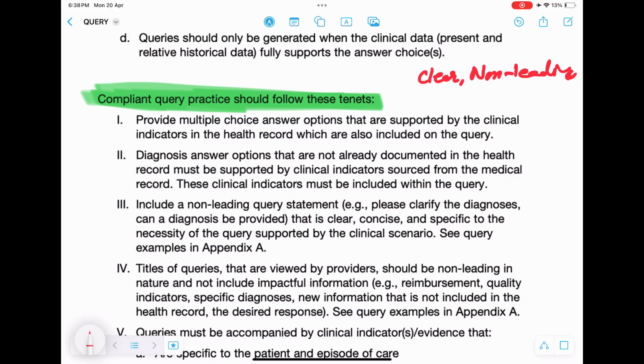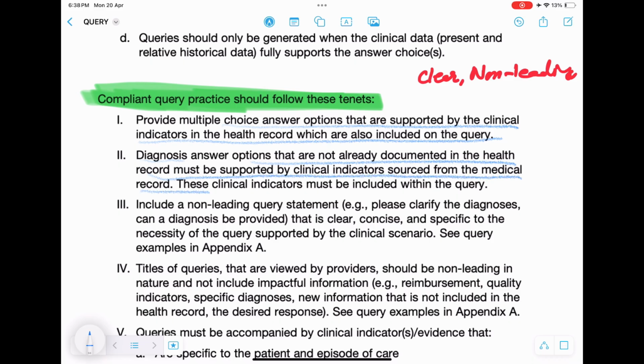First, provide multiple choice answer options that are supported by the clinical indicators in the health record, which are also included on the query. So, while querying, you have to include the clinical indicators from the health record also. Second, diagnosis answer options that are not already documented in the health record may be supported by clinical indicators surrounding them in the medical record.